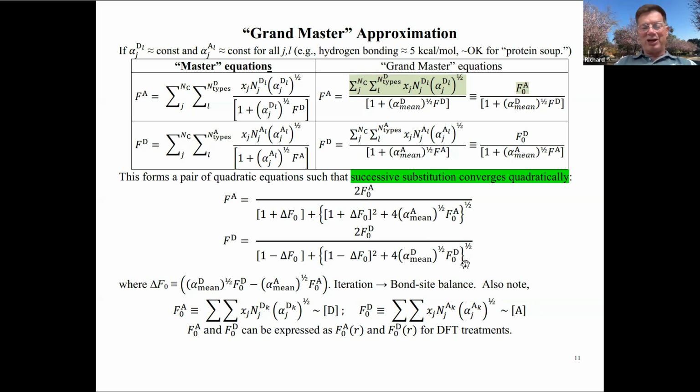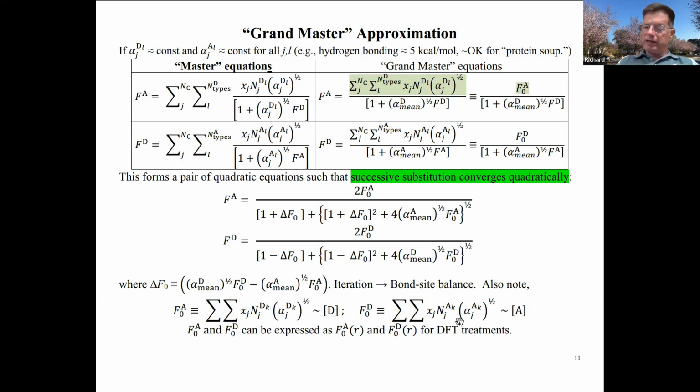Quite a quick coverage. One key point is that it would be an approximation to just stick with this grand master approximation, that they're all equal. The problem is you won't get bond-site balance if you do that. And so you're essentially iterating until the number of bonded acceptors is equal to the number of bonded donors over the entire mixture. That must be true. So those are a couple of points.